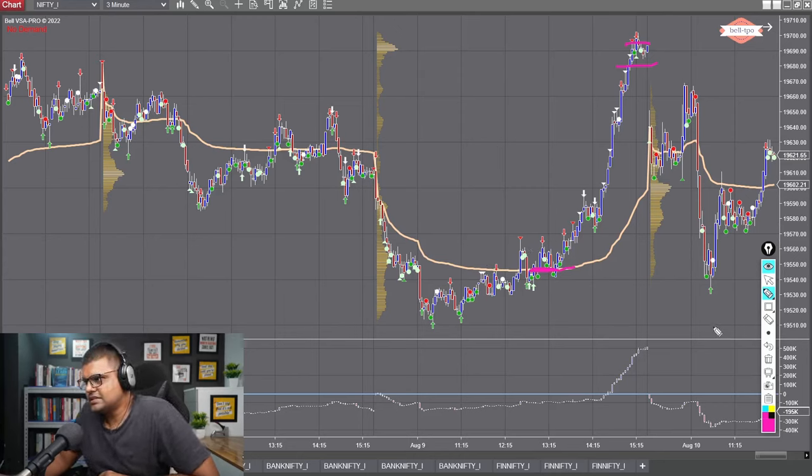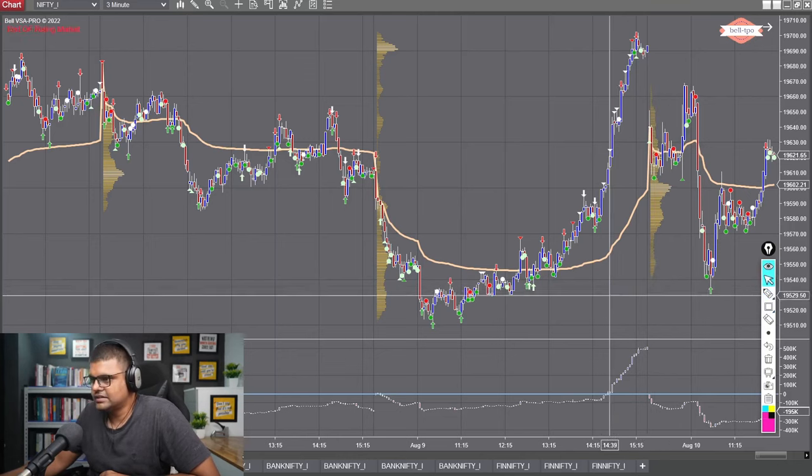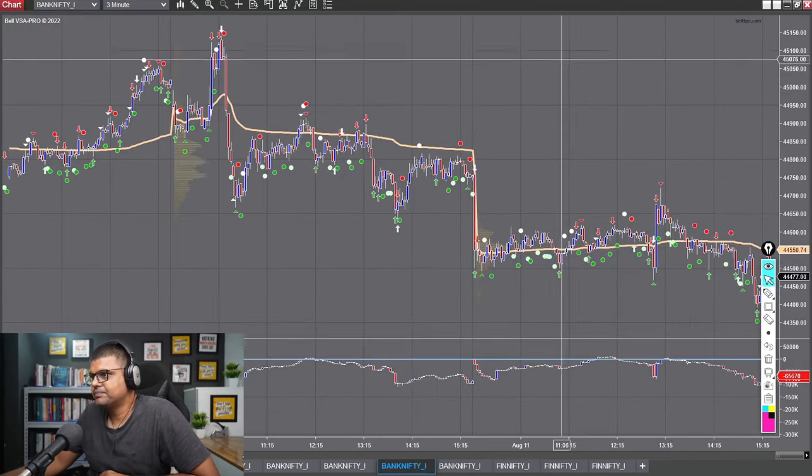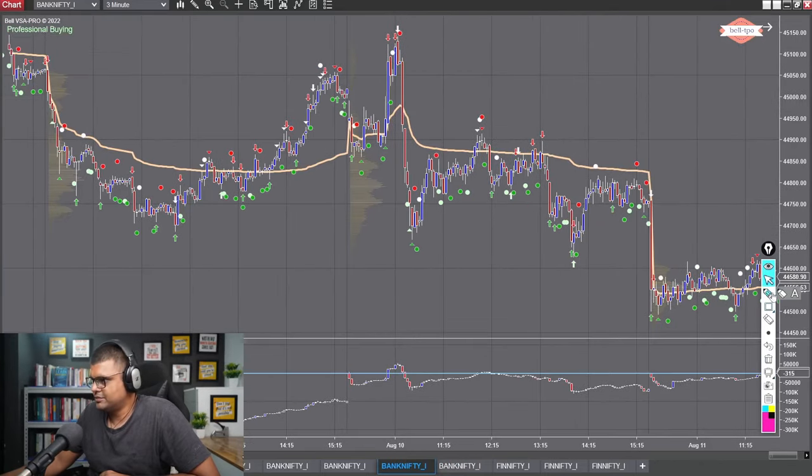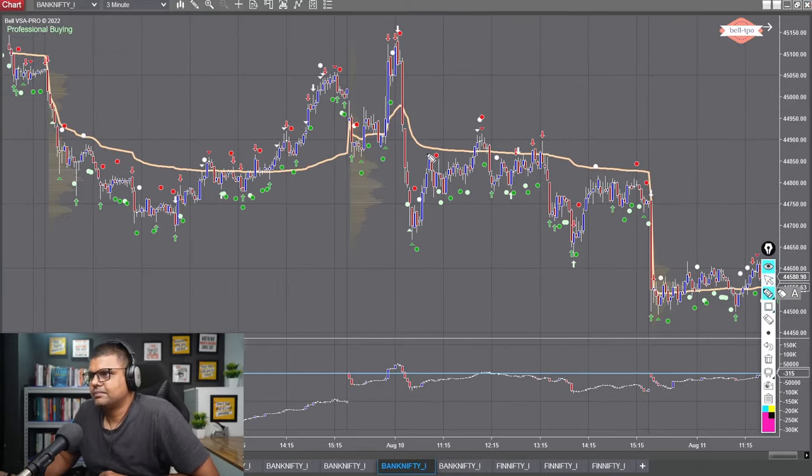So how are VSA signals going to help? Yeah, look at this. This is a great example. I think, let me show this example on Bank Nifty. Yes. So we are talking about this August 10 expiry day. See what happens here. I told you that if you are stuck in a sideways range and you have a lot of no demand and no supply signals, it tells you that shorter time frames are in control. Immediately selling this is a bad idea.